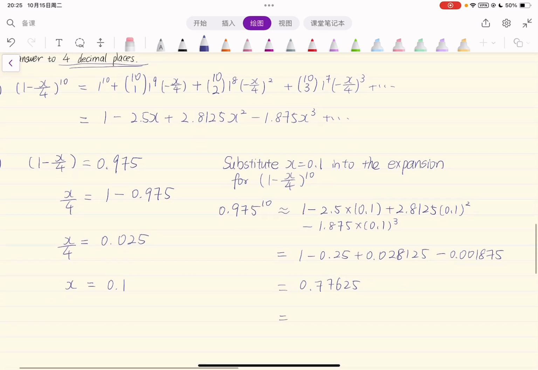So we have 0.7763 to 4 decimal places. That is the answer.